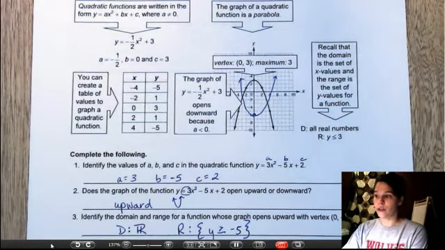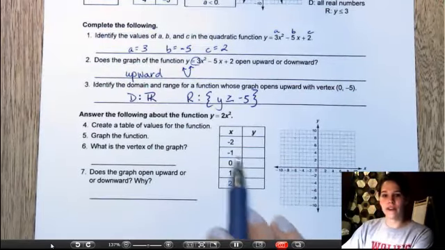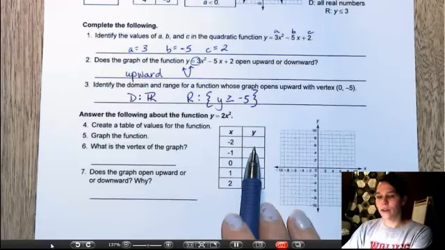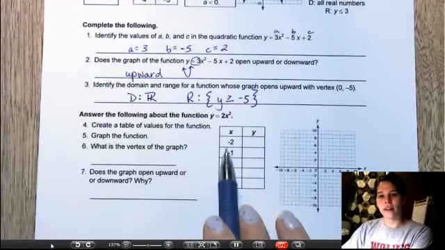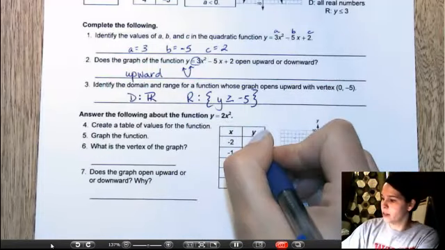Okay, so let's go ahead and graph one of these. It says create a table of values. I've already inputted the x values for you, so we just have to find the y values. In order to find those y values, we take our x value and plug it into our function right there to see what it should be equal to.